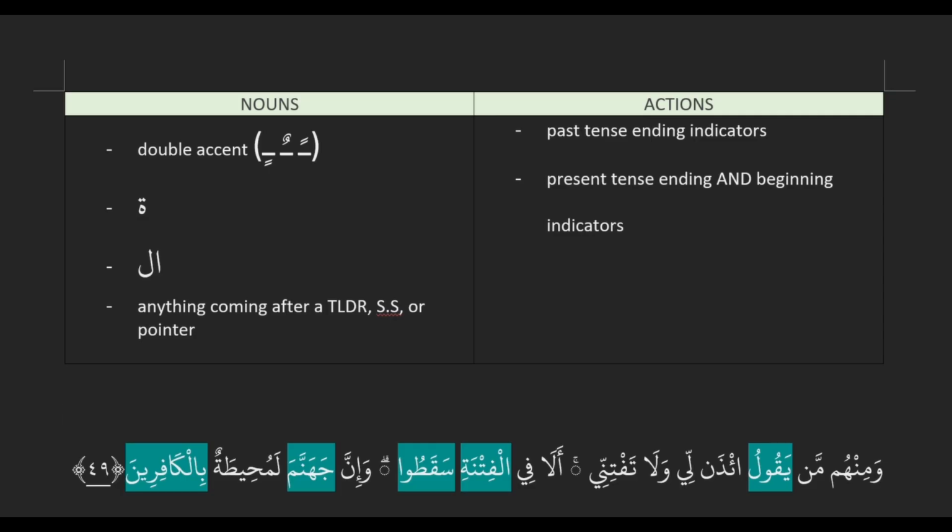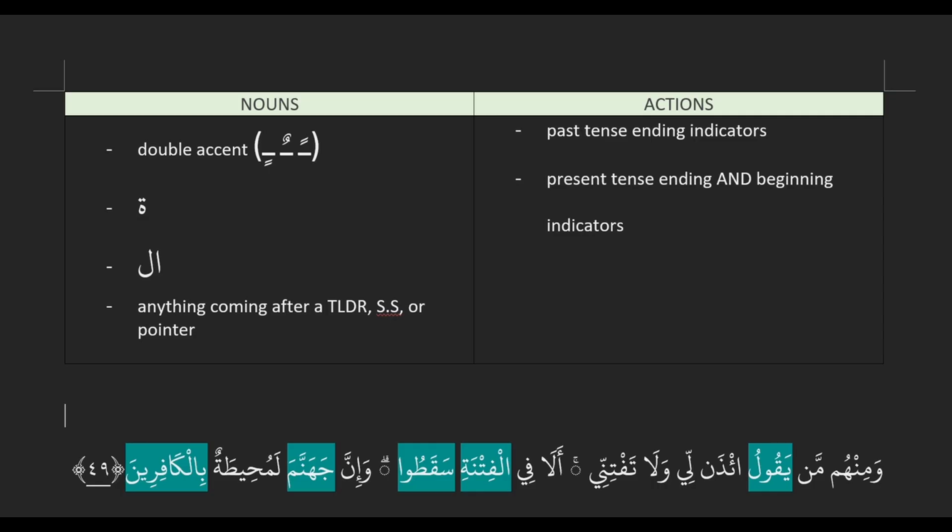So if it has an action indicator, it's an action. If you see a past tense ending indicator, it's a past tense action. If you see a present tense ending indicator and beginning indicator, then it's a present tense action. It's not enough just to see one of them. It has to have both, the beginning and the ending. Okay, so that's actions, and then there are also a few clues we can use to recognize nouns.